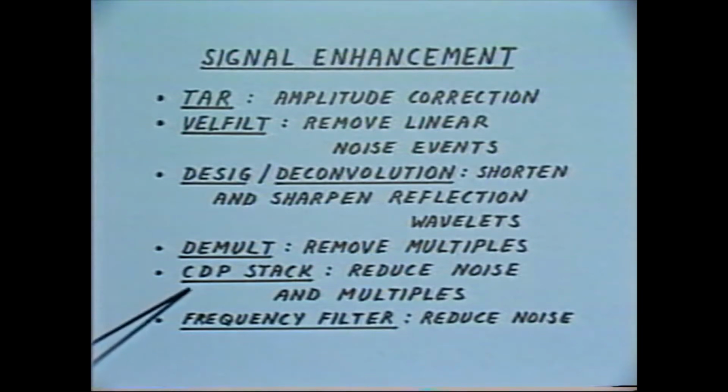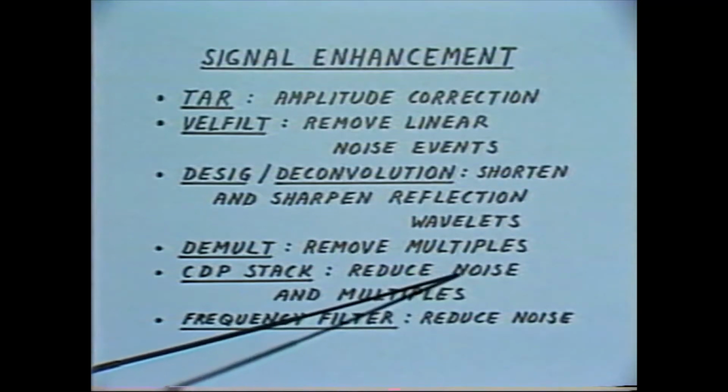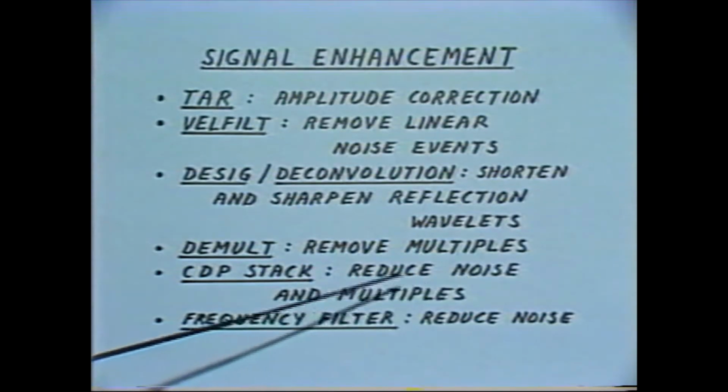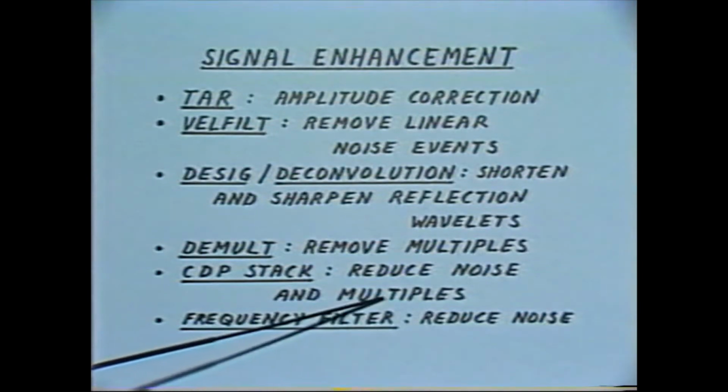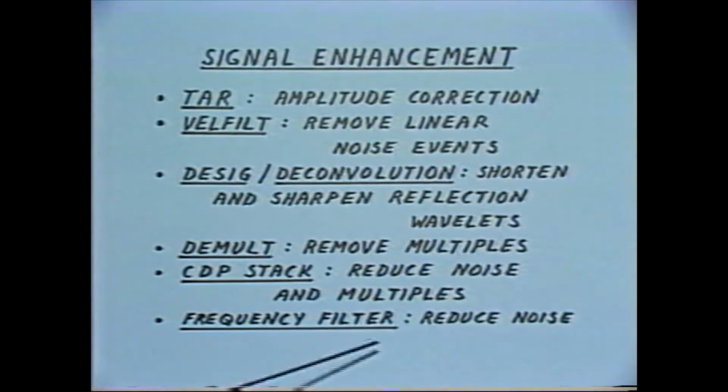Another process which almost invariably occurs in the sequence is common depth point stacking, and this is quite a powerful process for the reduction of all kinds of noise on the seismic data, and also reduction of the multiple reflections on that data. And often one of the last processes to be applied in the sequence to the seismic data is some form of frequency filtering, which reduces certain kinds of noise, mainly the random noise, which can remain on the seismic data.